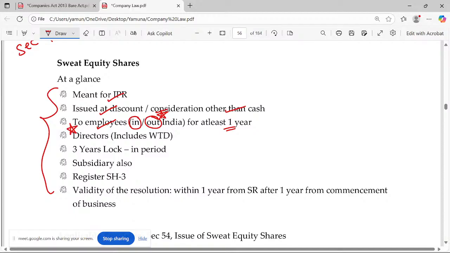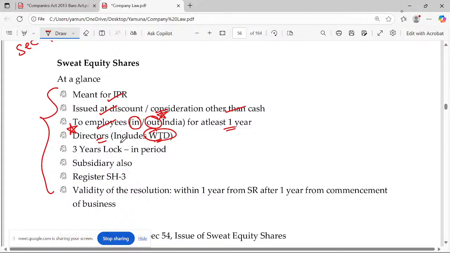To whom can I issue sweat equity shares? To directors. Directors means we have so many directors: independent director, non-independent director, executive director, non-executive director, small shareholder director, nominee director. Directors includes full-time director also. Why is there a particular mention about full-time director? Any idea?